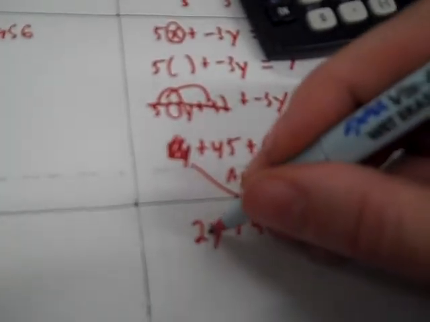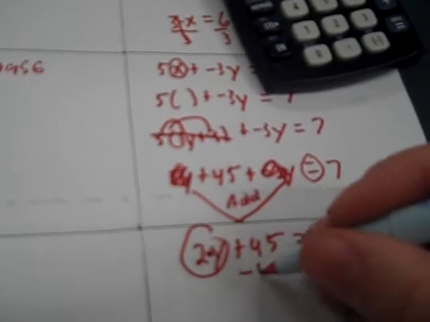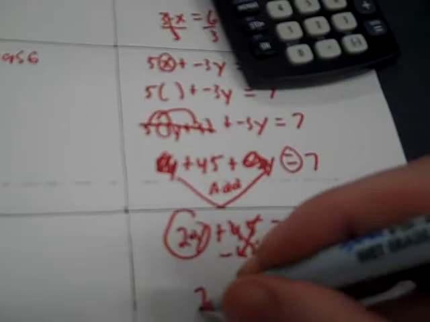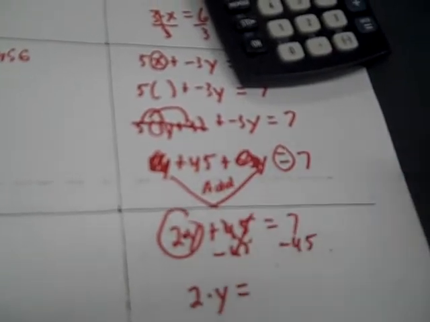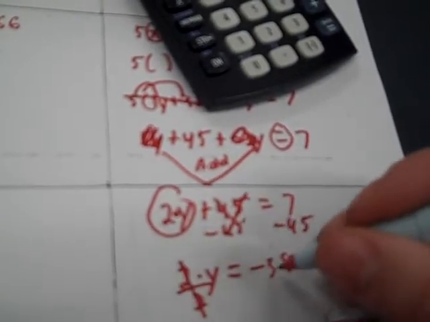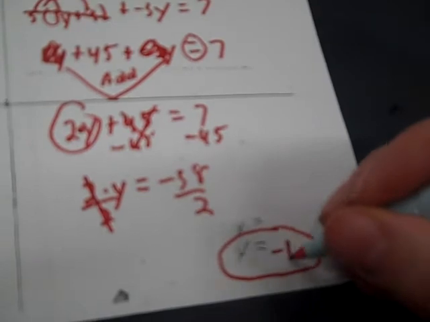Okay, so I can dot my y, circle it, and I need to switch that to minus 45 to undo the addition, and 2 dot y, and 7 minus 45 is negative 38. And then I divide by my 2, divide it in half. So negative 38 divided by 2 is negative 19. So my y is equal, I can put a negative 19.